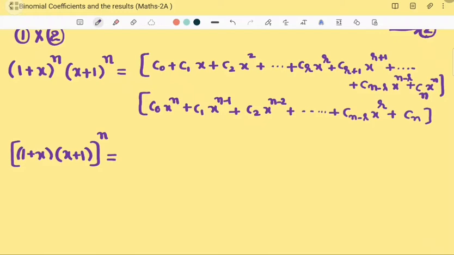This is equal to (1 plus x) whole square whole power n, that also equals (1 plus x) whole power 2n. I hope everyone understands. This is equal to the product of these two.